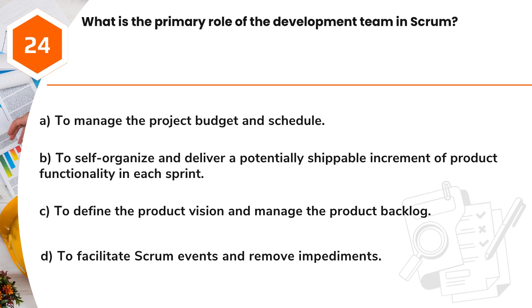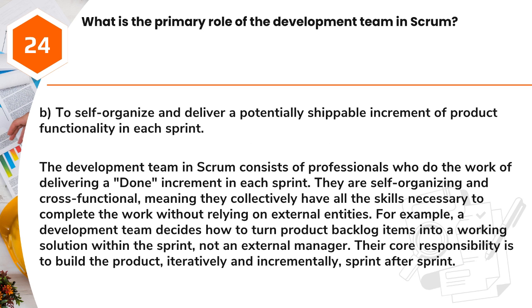Answer, B. To self-organize and deliver a potentially shippable increment of product functionality in each sprint. The development team in Scrum consists of professionals who do the work of delivering a done increment in each sprint. They are self-organizing and cross-functional, meaning they collectively have all the skills necessary to complete the work without relying on external entities.